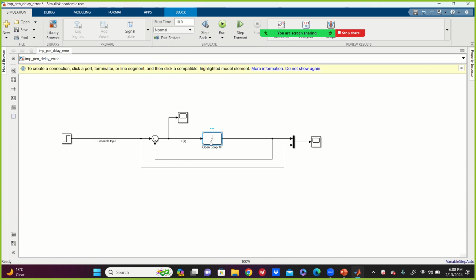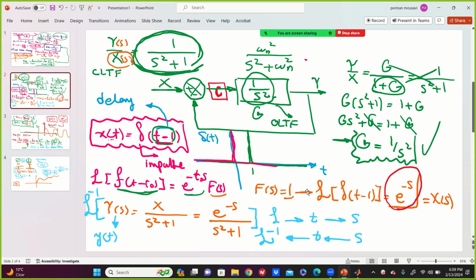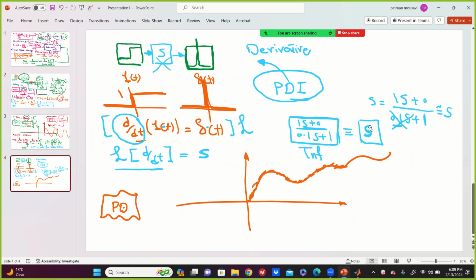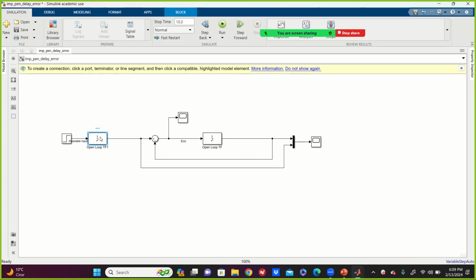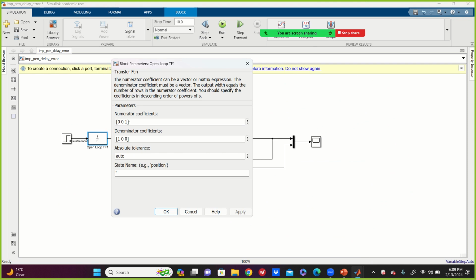So I'm going to copy this transfer function and put it here between these two. Okay. Now, as I taught you, look at here. Your s is 1s plus 0 over 0.1s plus 1. I'm just exactly putting that first order system, guys. First order system. So it is 1s plus 0 over 0.1s plus 1. This is going to give you the derivative. Okay, derivative.